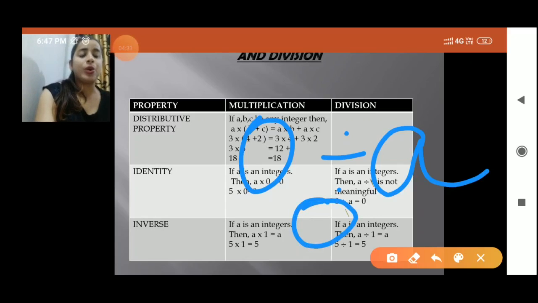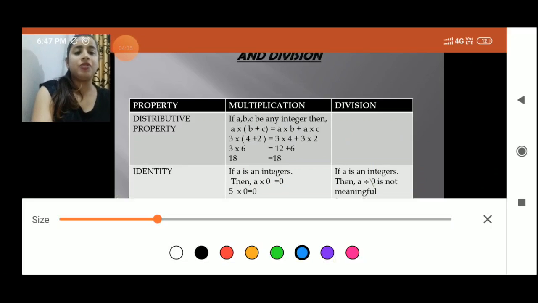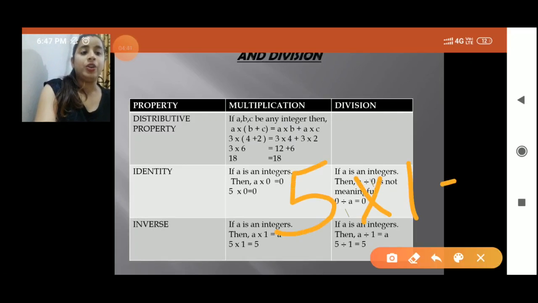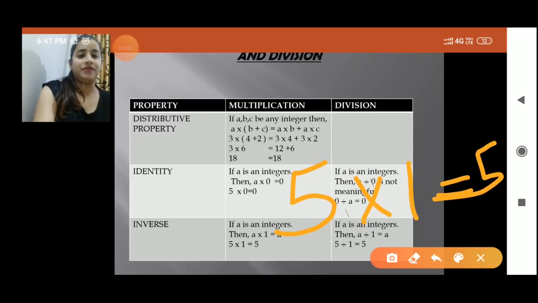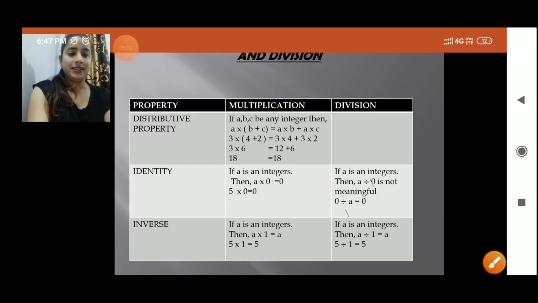Now let's come to inverse property. It states that if you multiply any integer, say 5 with 1, you will get the value 5. And if you multiply any integer with 1, you will get the same value. And same is for the division property. If you divide 4 with 1, you will get 4. Thank you.